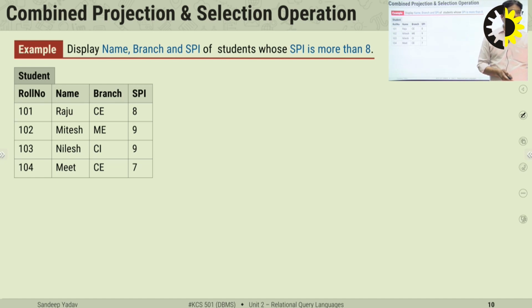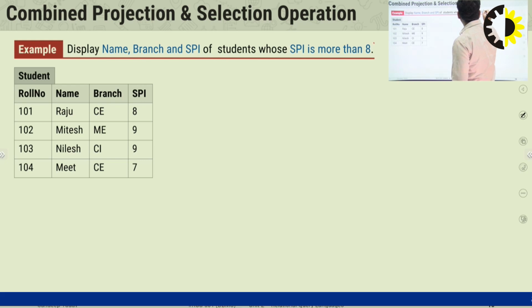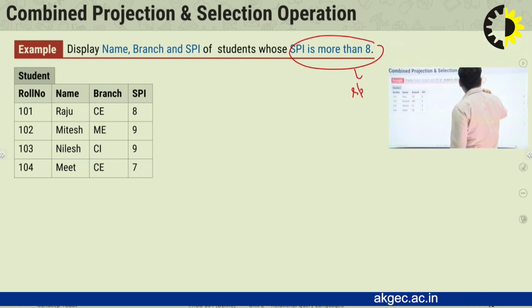Now again one more query: display name, branch and SPI of students whose SPI is more than 8. Now again this part is again to specify the condition.